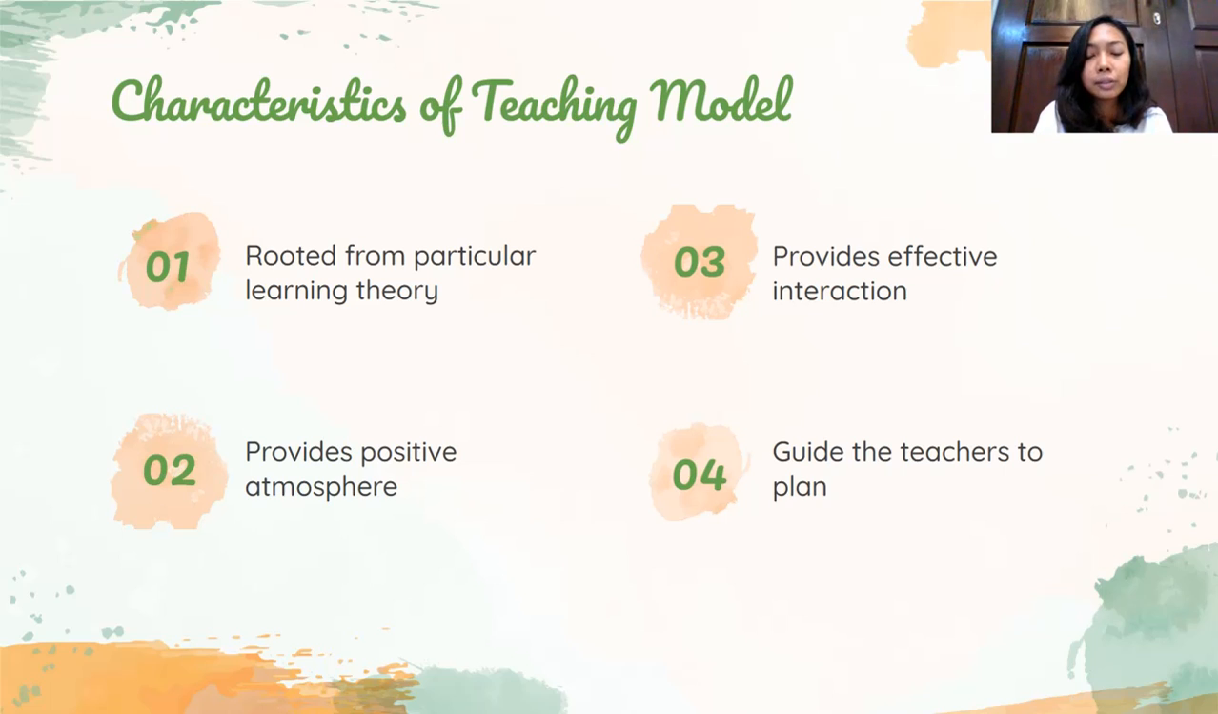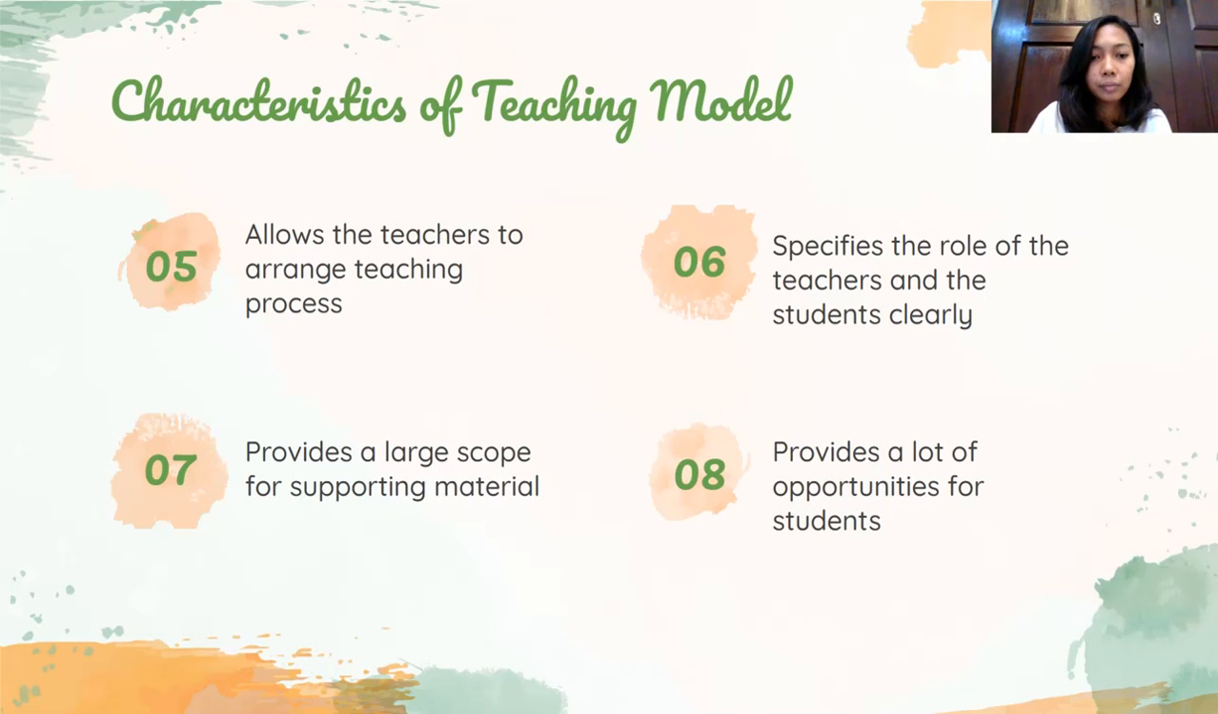A good teaching model is characterized by the following criteria. The first one is that a teaching model is rooted in a particular learning theory. The second one, a teaching model provides a positive atmosphere in the classroom. The third one, the teaching model provides effective interaction between the teacher and the students. The fourth one, the teaching model guides the teacher to plan an appropriate teaching strategy. The fifth, the teaching model allows the teacher to arrange a systematic, sequential, and logical teaching process.